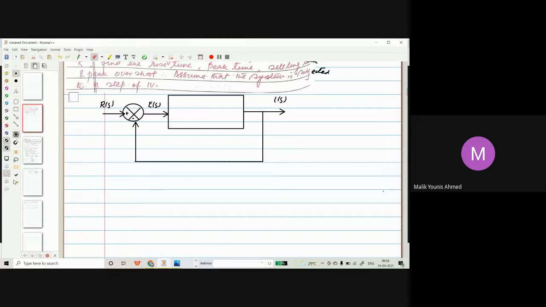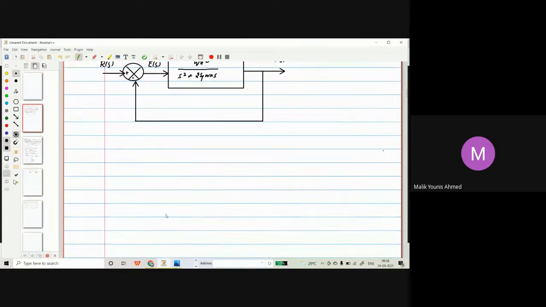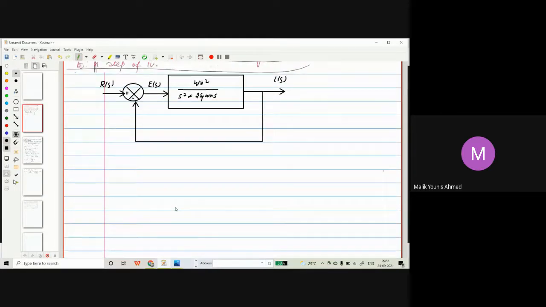We have here a second order transfer function that we have defined as omega n square over s square plus 2 xi omega n s. Already I have shown it to you. Rest you can compare: G of S over 1 plus G of S H of S. You will get the other function. So the unit representation was like this.